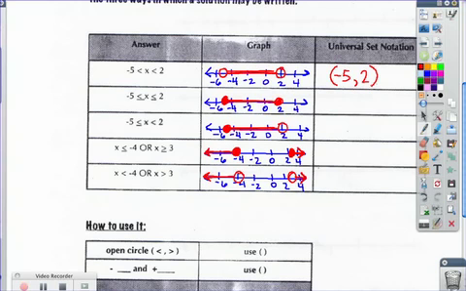For number 4, where we have an or, our minimum is actually -infinity. Since -infinity is not actually a number, we use parentheses. Now looking at our number line from left to right, we start at -infinity and we shaded until we got to -4.